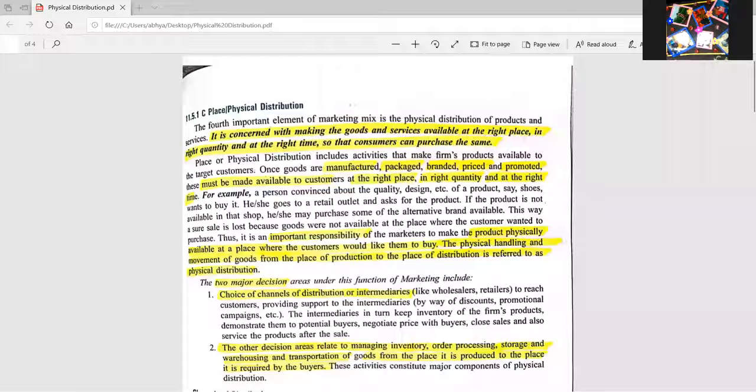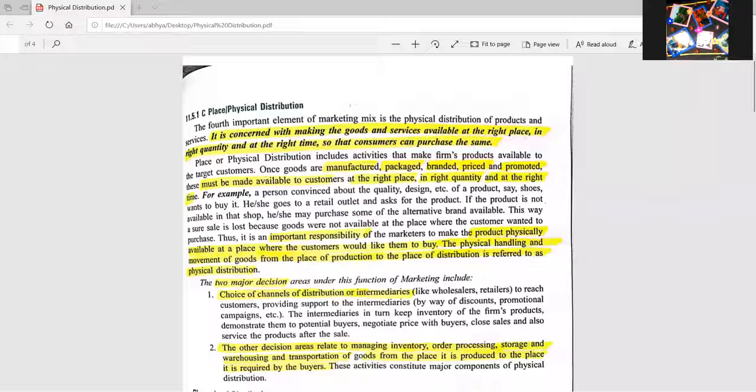Right time here means when the demand will be there in the market, the product must be available at that time. Otherwise, no one is going to buy your product. So in this element, we are going to discuss how the products will be made available in the market. In your project work also, you have to do this place mix and you are going to take the decision keeping in mind today's topic.